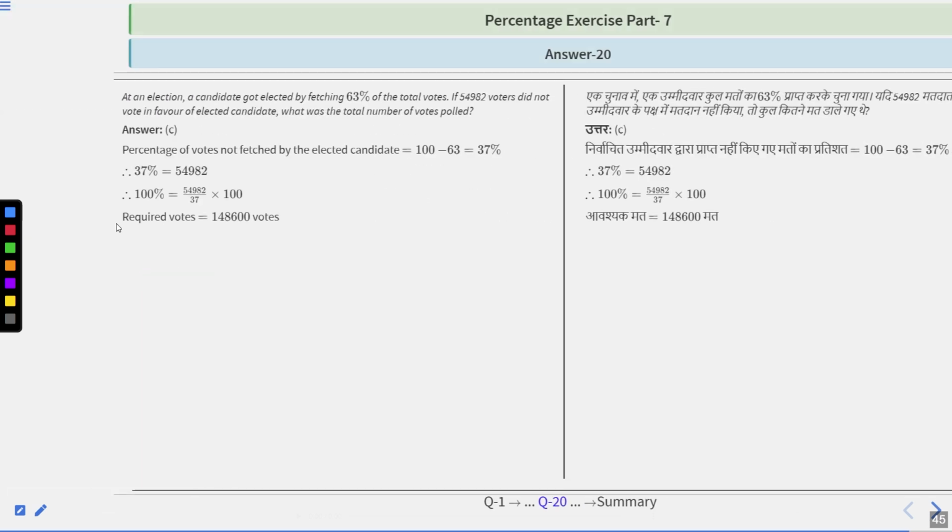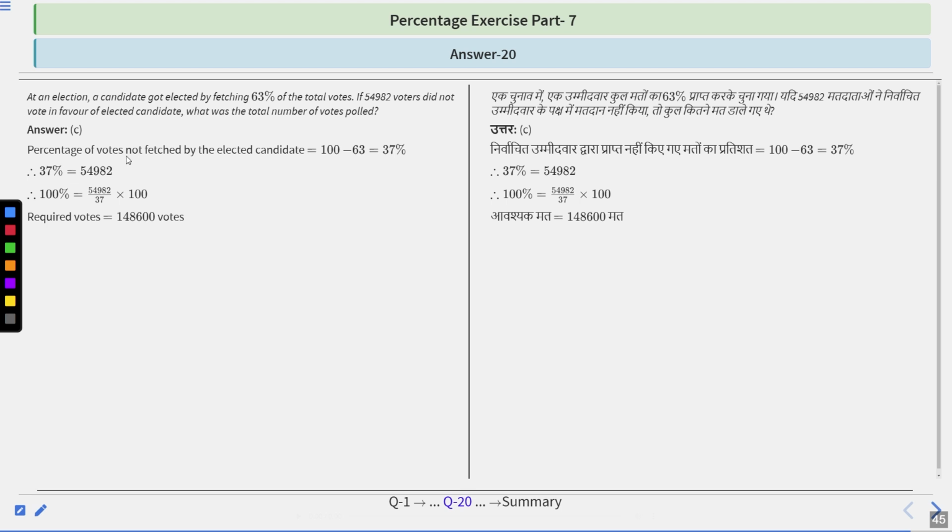Time's up. Let's see the solution. Percentage of votes not fetched by the elected candidate, which is 100 minus 63, is equal to 37%. So it is given that 37% is equal to 54,982, because the candidate got elected, he got 63% vote. So how much percent of votes did he not get? 37%, which is equal to 54,982. What will be 100%? We divide 54,982 by 37 multiplied by 100. So required votes will be 1,48,600. Clear? C is the correct answer.